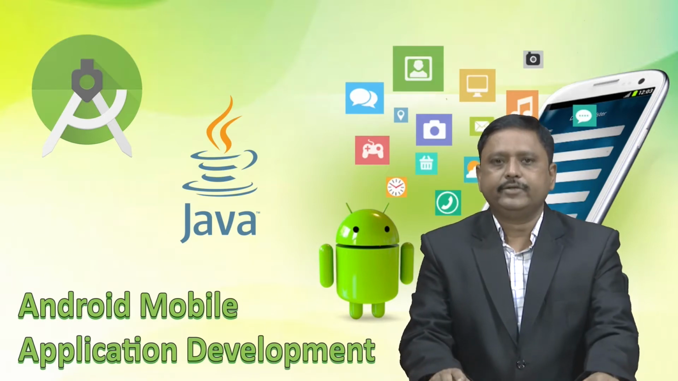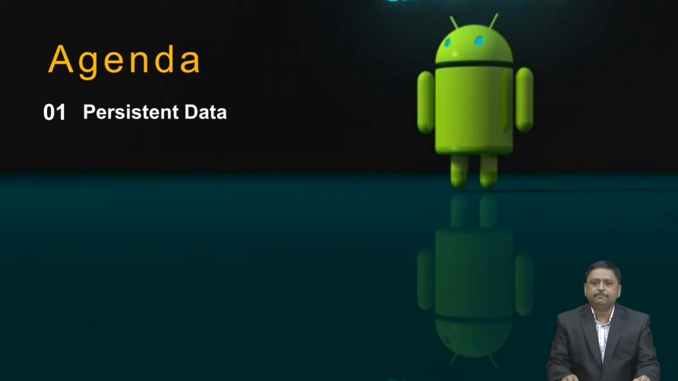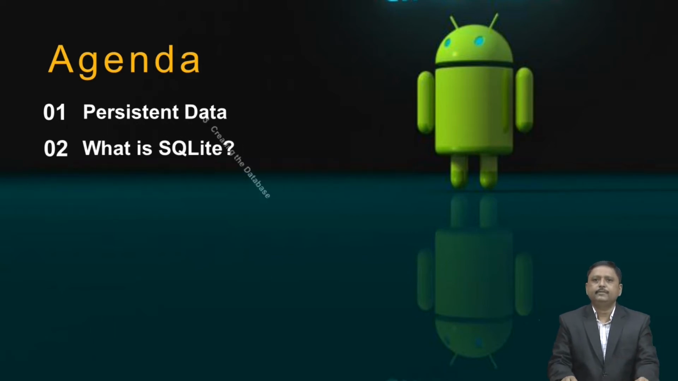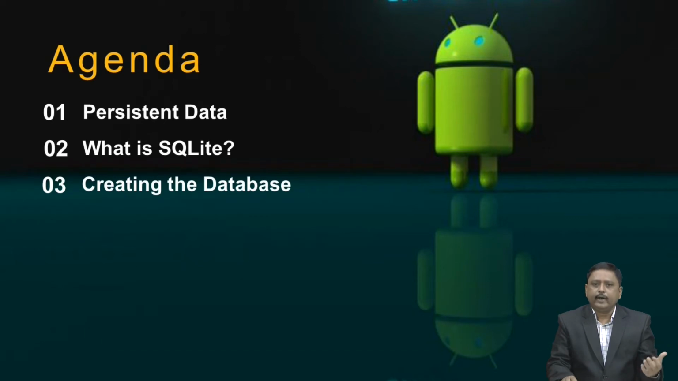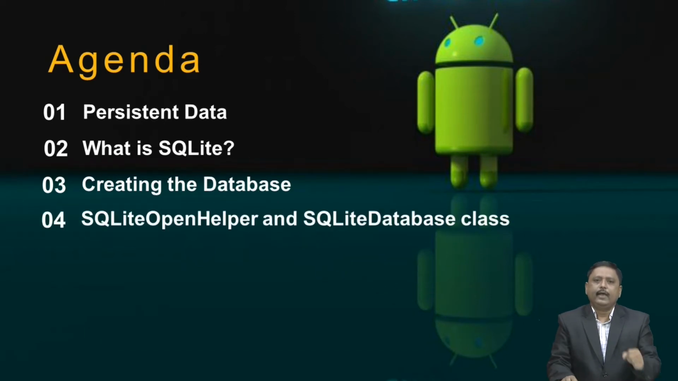In today's session, we will learn what is persistent data or data that is permanent, what is SQLite database, how to create database in SQLite database. We will learn two classes. One is SQLite Open Helper class and another is SQLite database class. These two classes we will use to manage database.